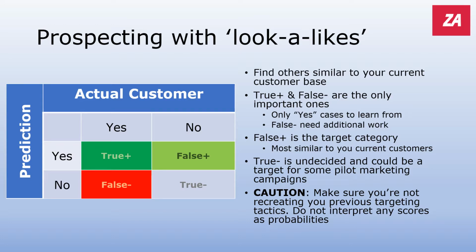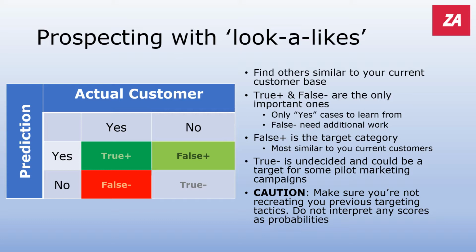So what we're trying to do is actually maximize the true positives. In this case, we minimize the false negatives. And if there are still false negatives, they need additional work or maybe additional data to better work it. And your target category in this case is the false positives, because they're most similar to your current customers. The true negatives are undecided, and maybe a pilot marketing campaign or some other tests in that area should help you identify possible other customers that do not look like your current customers but might be good customers.